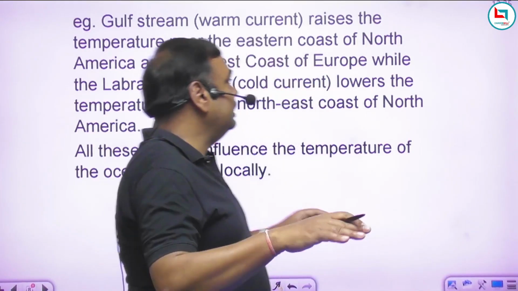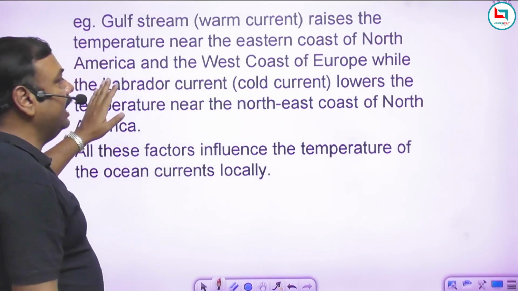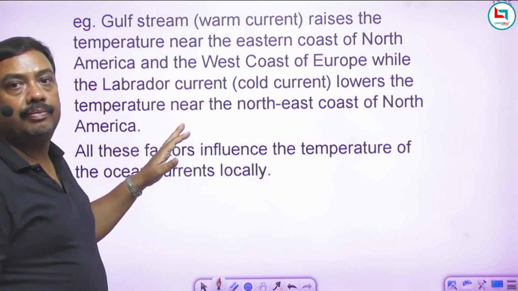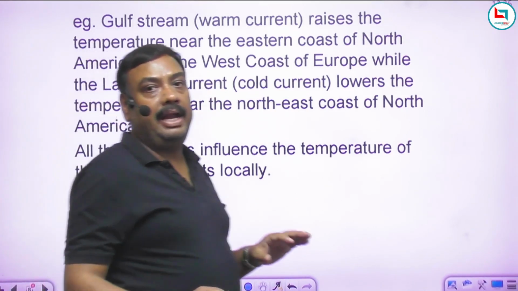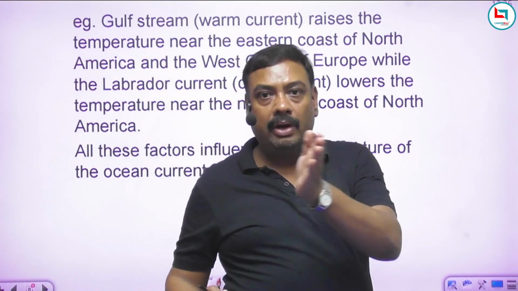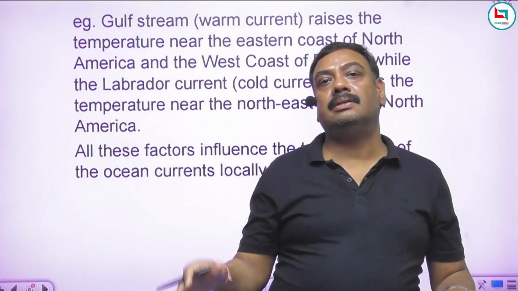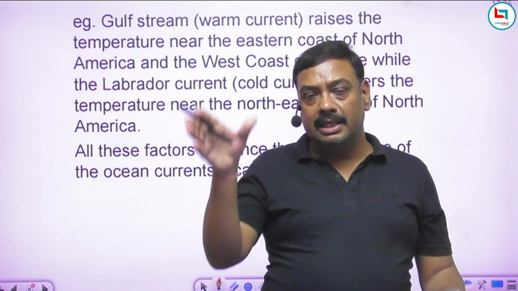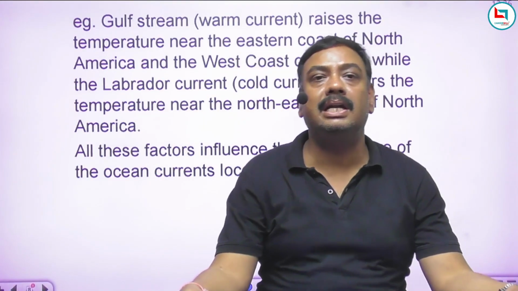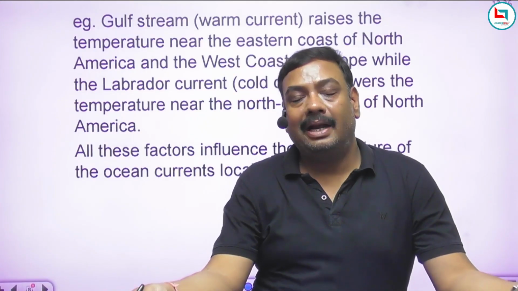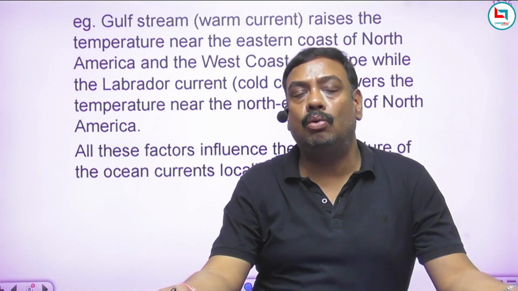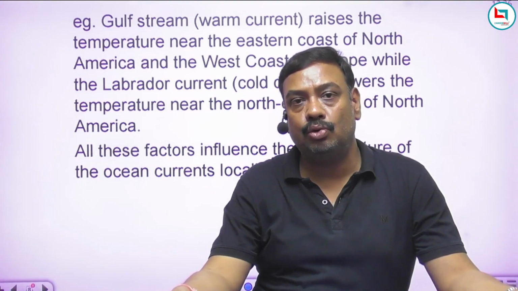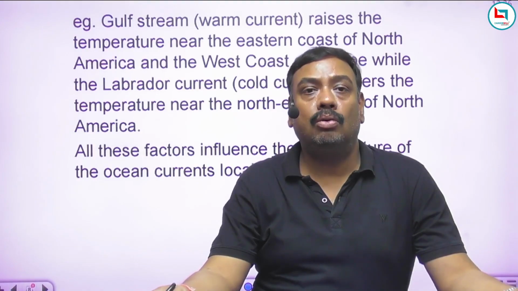Right? In the same way, it is written that the Labrador current is a cold current. In the map you can find, in your atlas, in the latter pages, there is a page for ocean currents. There you can find that some of the ocean currents have been shown with a red arrow. Some of the ocean currents have been shown with a blue arrow. The ocean currents which have been shown with the blue arrow are cold currents.